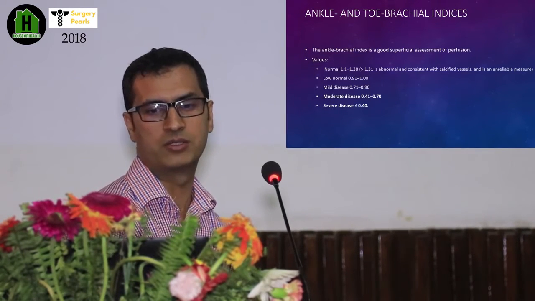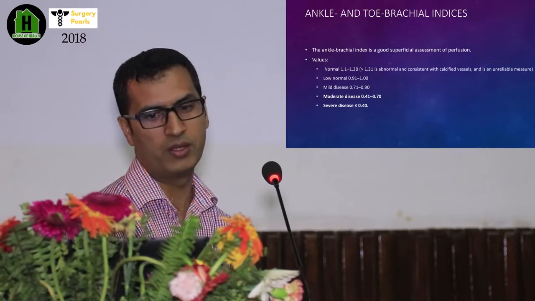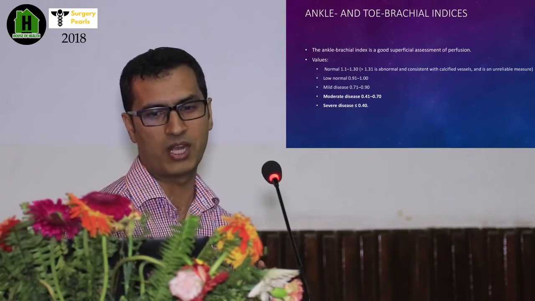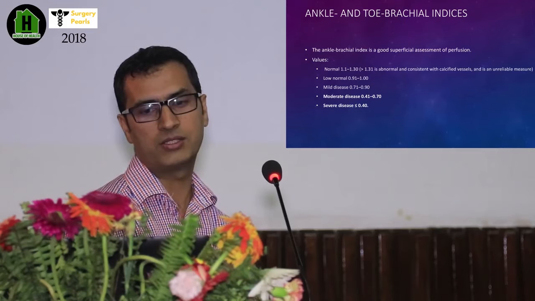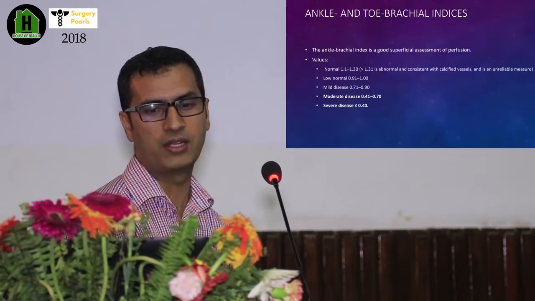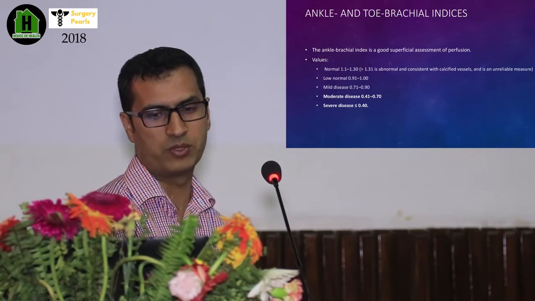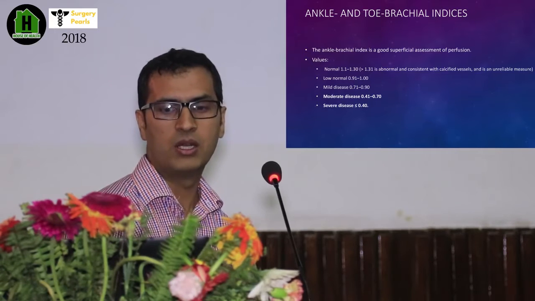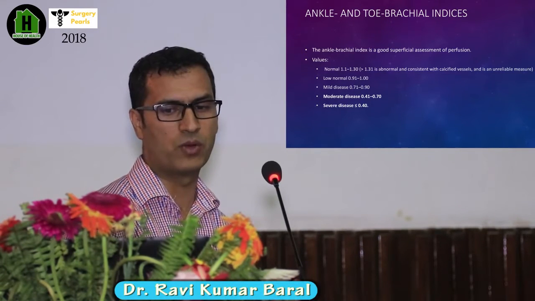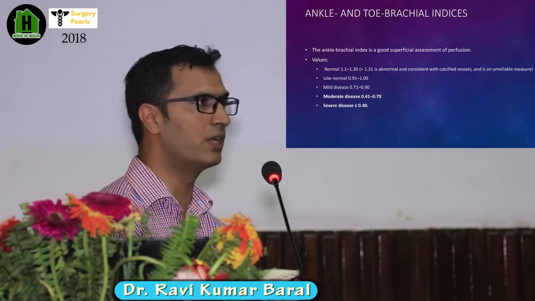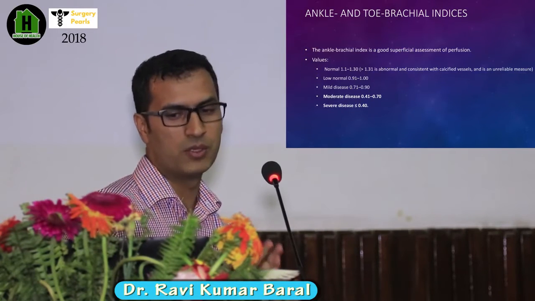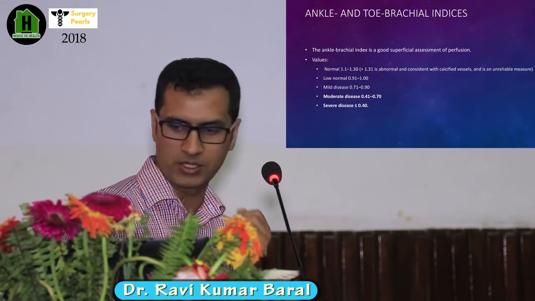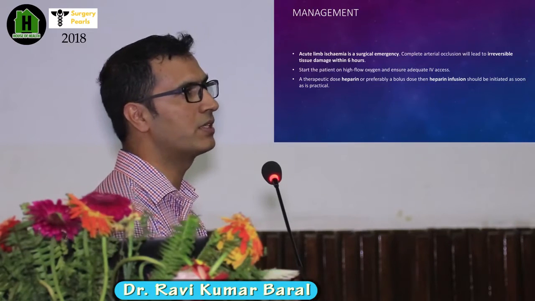So normal is between 1.1 to 1.3, low normal is 0.91 to 1, less than 0.9 is mild disease up to 0.71, and moderate disease is 0.41 to 0.70, and when it is less than 0.40, it is critical limb ischemia.